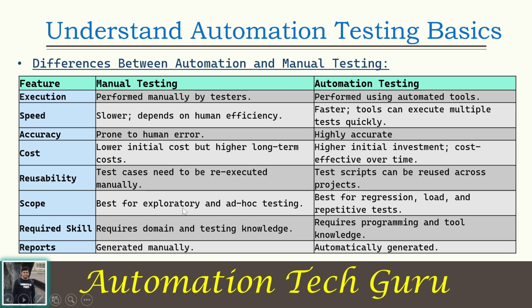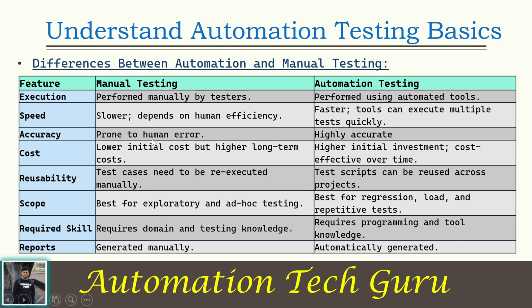Scope: manual is best for exploratory and ad hoc testing. Automation is best for regression, load, and repetitive tasks. Required skills: for a manual tester, you need domain and testing knowledge. But for automation testing, obviously, you need to learn a programming language like C Sharp, Java, Python, Ruby, whatever you prefer, and tools also.